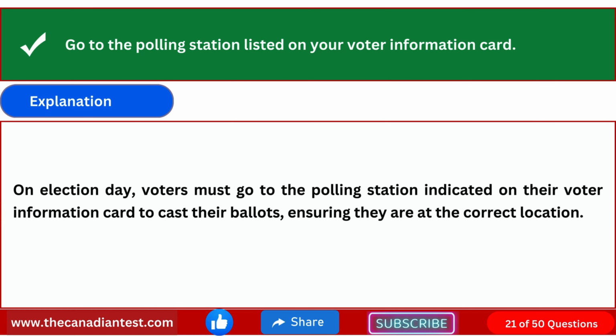The correct answer is, go to the polling station listed on your voter information card. Explanation: on Election Day, voters must go to the polling station indicated on their voter information card to cast their ballots, ensuring they are at the correct location.